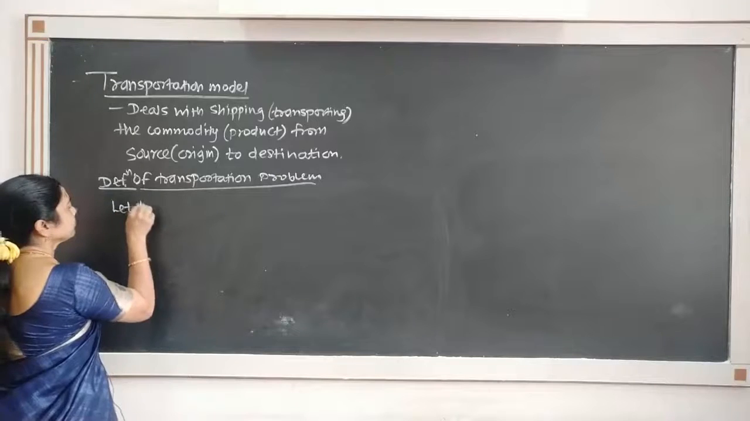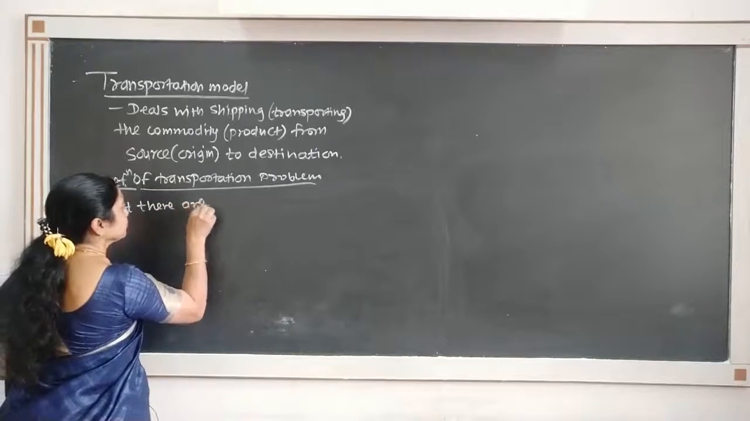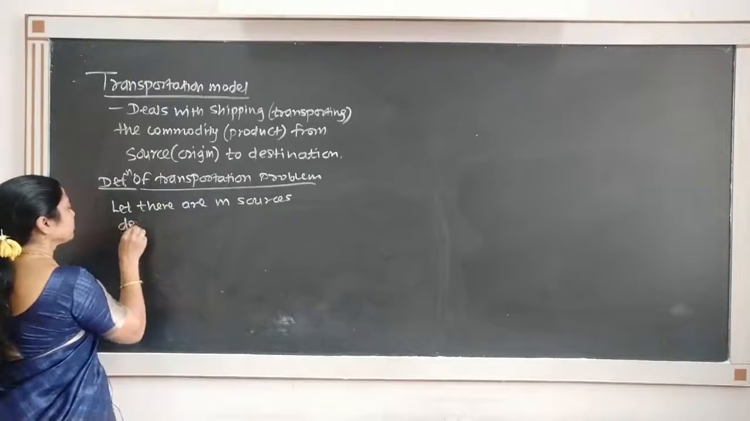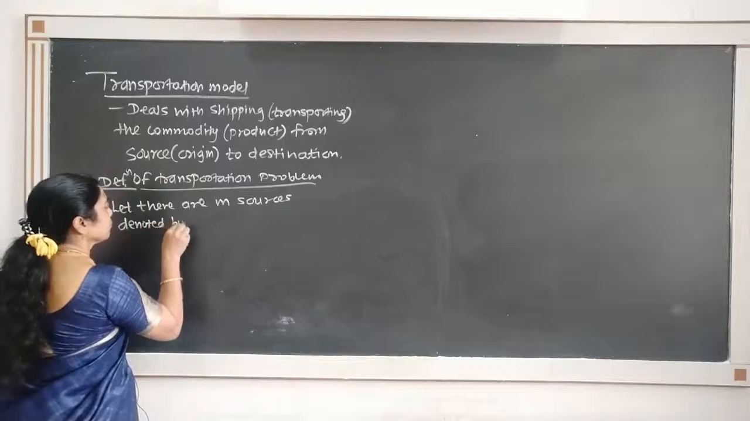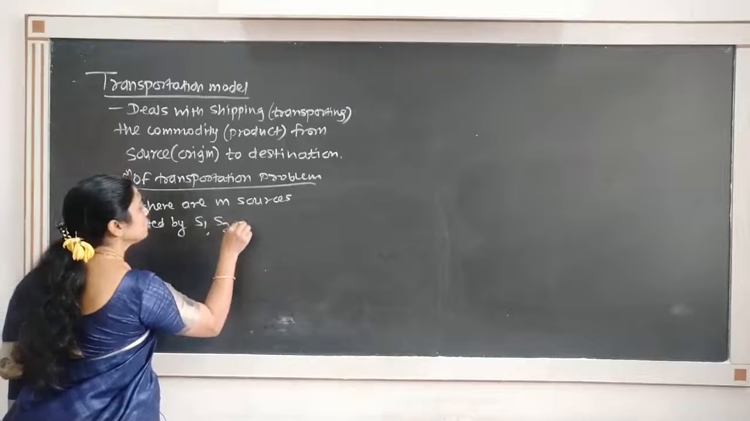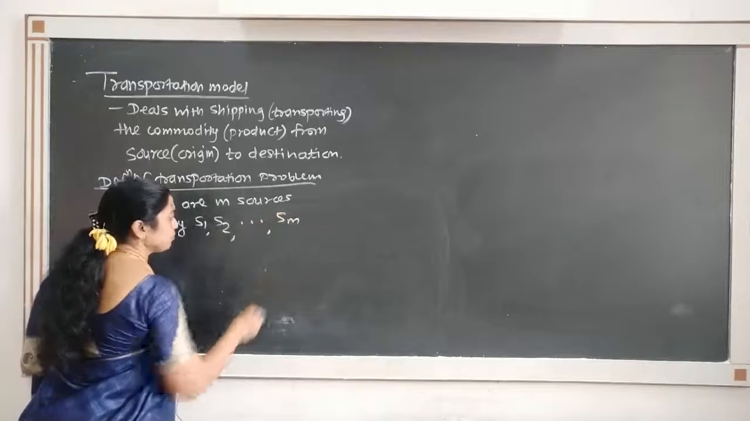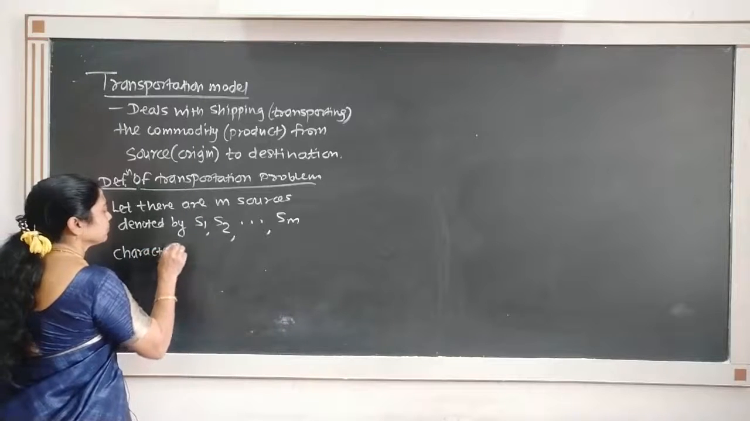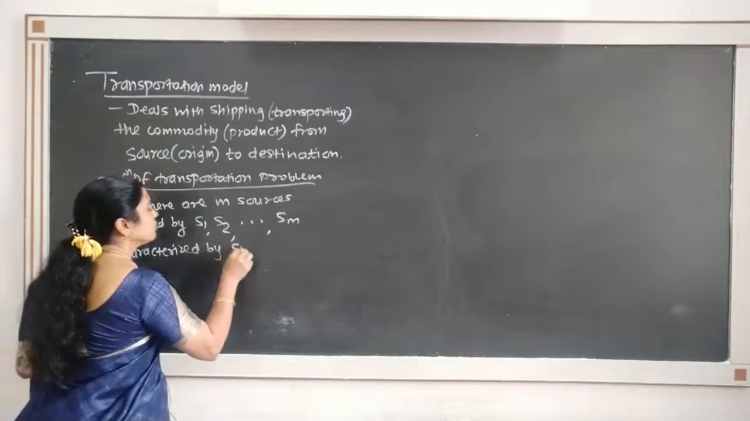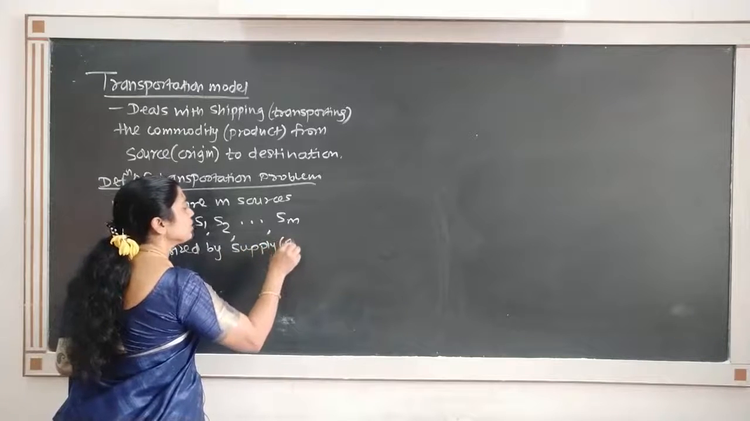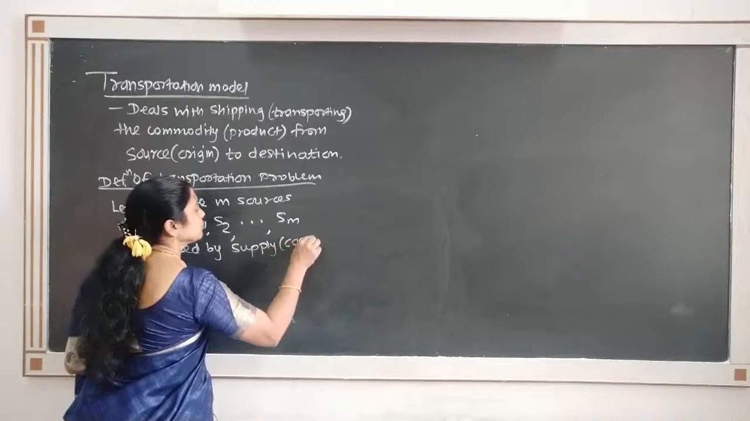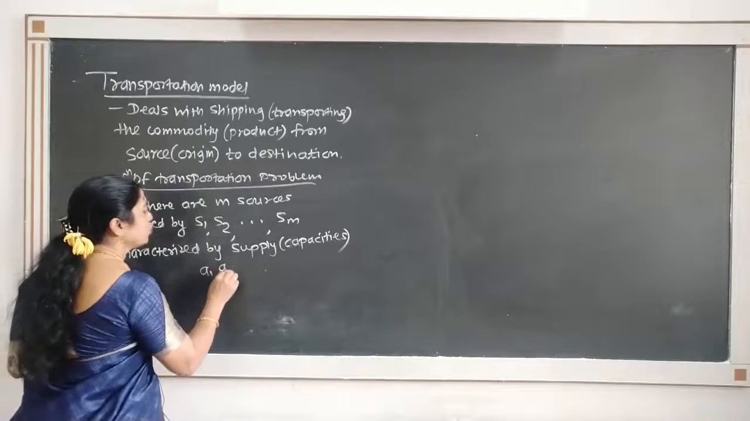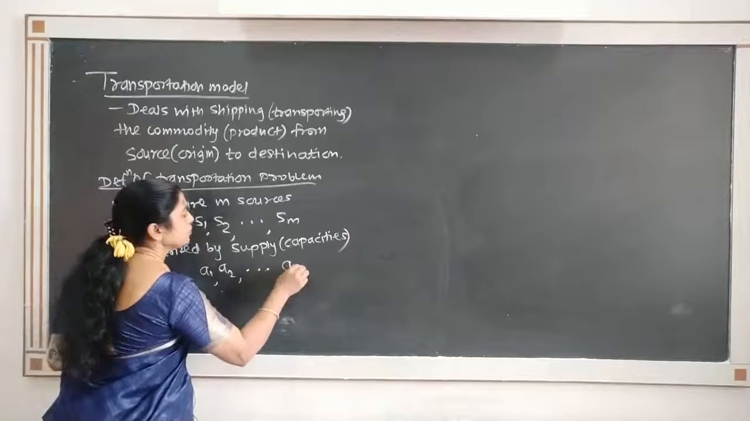Let there are m sources denoted by S1, S2, ..., Sm, and these are characterized by supply or capacities A1, A2, ..., Am respectively.